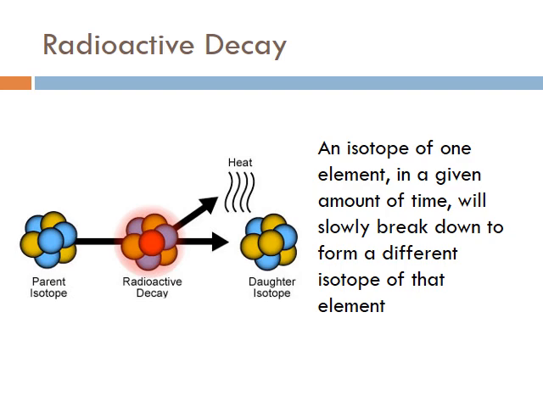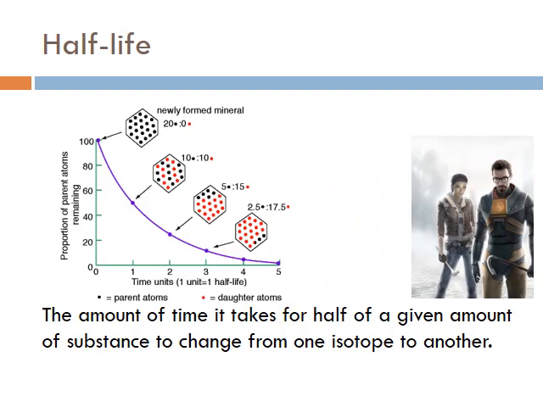So the idea is an isotope is an atom that has differing numbers of neutrons. An isotope of an element, in a given amount of time, will slowly break down into a different isotope. The amount of time it takes for that isotope to break down to half the amount of isotope is the half-life. So if my half-life is, say, 1 unit, 1 billion years, whatever, I start out at the beginning with a newly formed mineral. It's 100% pure of one isotope.